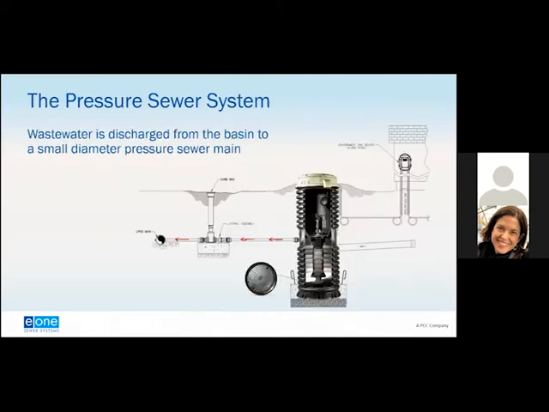So once the solids are ground down to small particles, the wastewater is discharged from the basin to the small diameter pressure main. The pipe going from the basin to the pressure main will generally be about 1 1/4 inches. And as I mentioned earlier, once it gets into the pressure sewer system in the street, that pipe will generally be between 2 and 4 inches. And as I mentioned, in some cases, larger systems, you might see 6 inches.